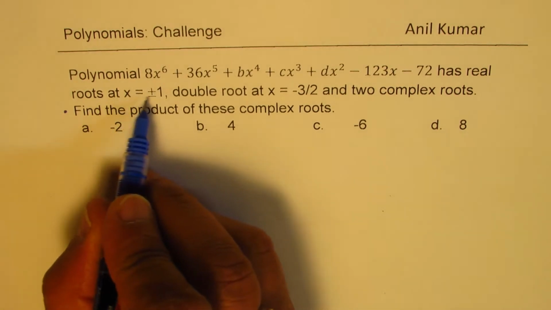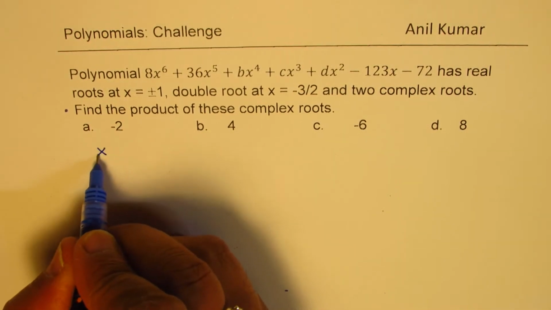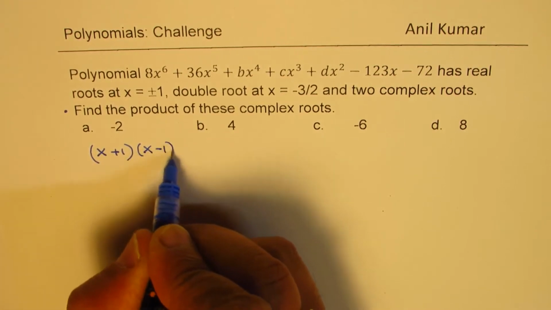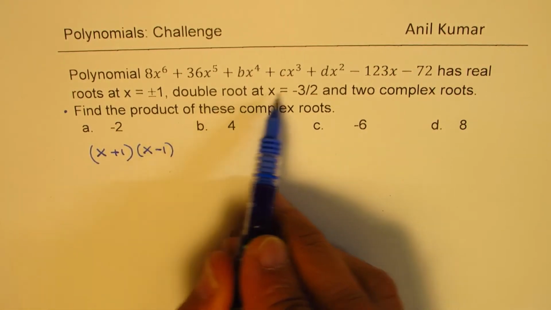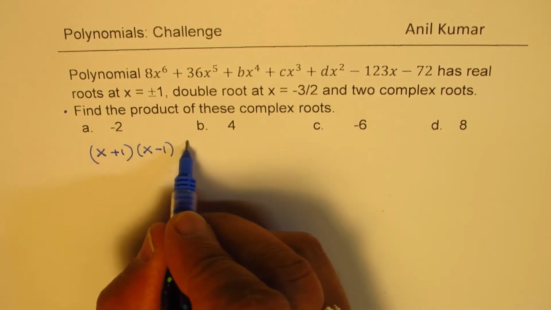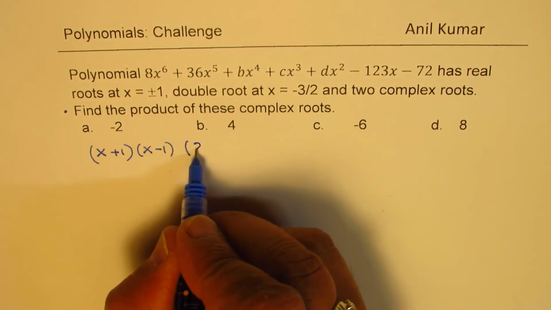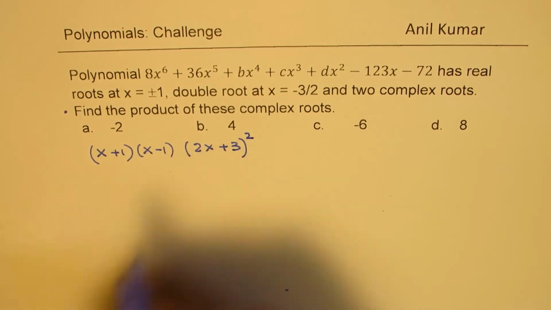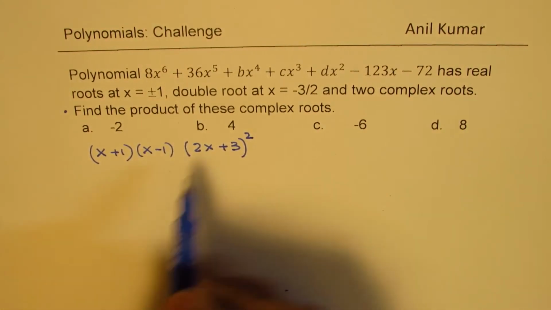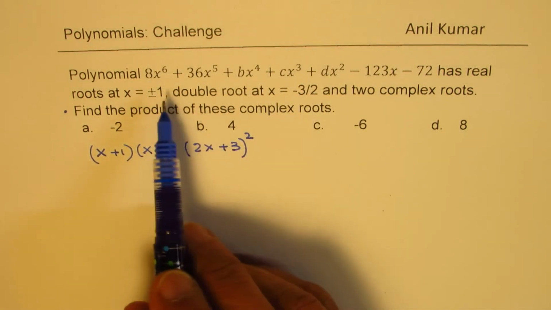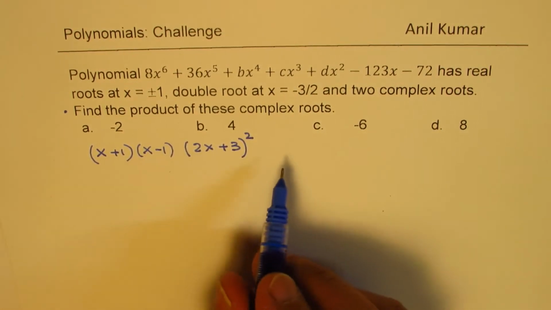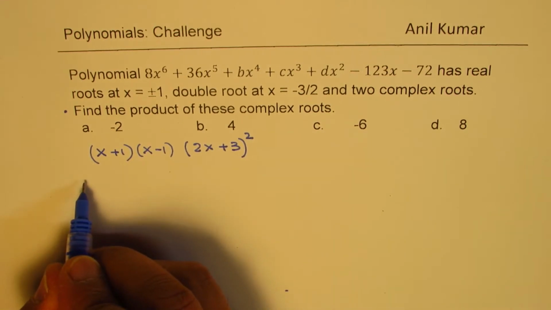One of the roots is at ±1. That means we have (x + 1)(x - 1) as a factor. Then we have a double root at -3/2. So that means we have (2x + 3)^2 as another factor, right? So this is a factor of the given polynomial, and we can expand this.